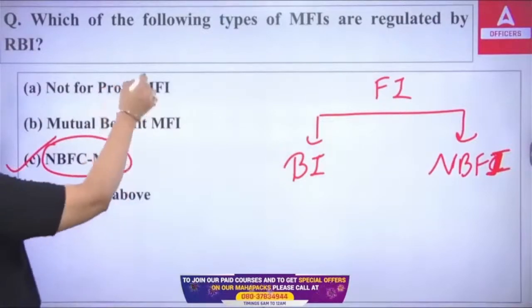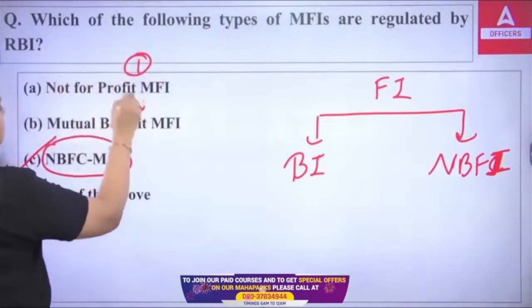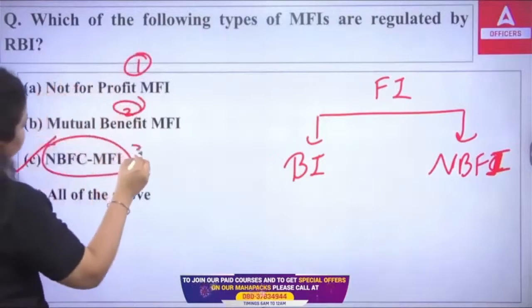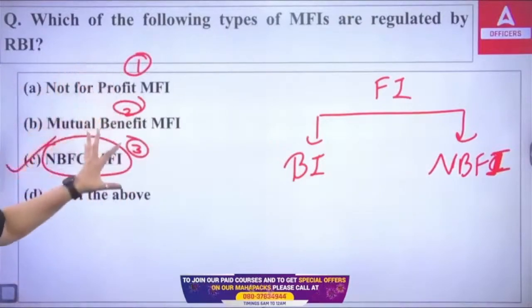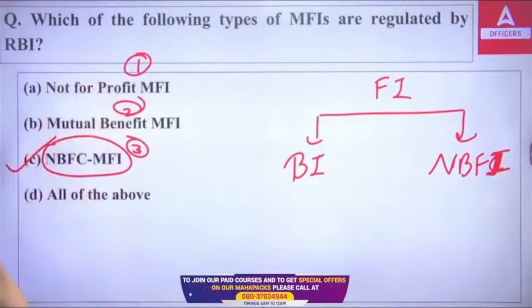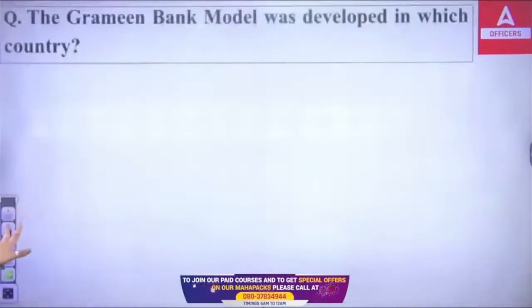So there are 3 types. First type is not-for-profit MFI. Second type is mutual benefit MFI. Third type is NBFC MFI. Do remember there are 3 types, and out of these 3, only NBFC MFI will be regulated by RBI. The right answer will be option C. Okay. Next question.